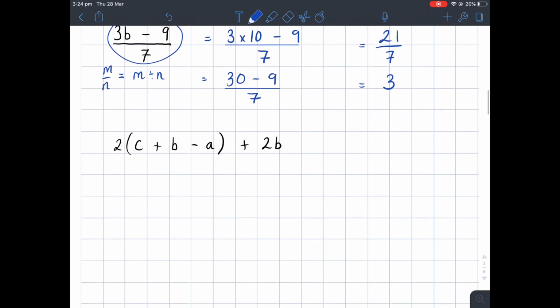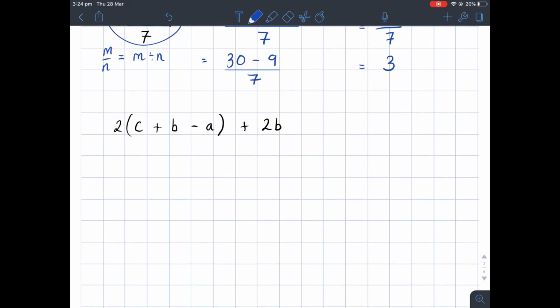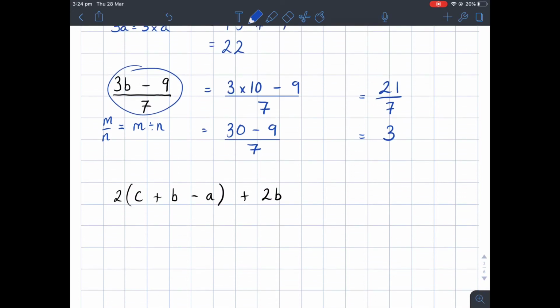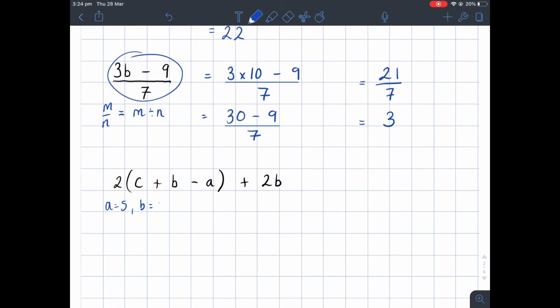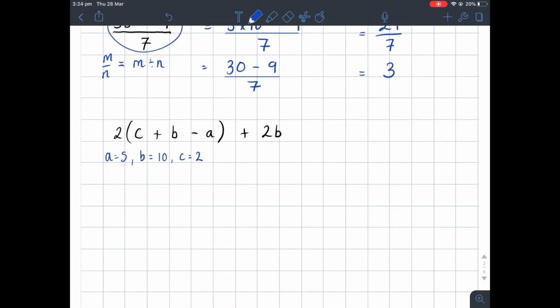Now, working our way down, we're going to look at this last expression. And here, we're going to use each of the variables, c, b, and a. So just a reminder that a is equal to 5, b is equal to 10, and c is equal to 2. So we're going to substitute these in.